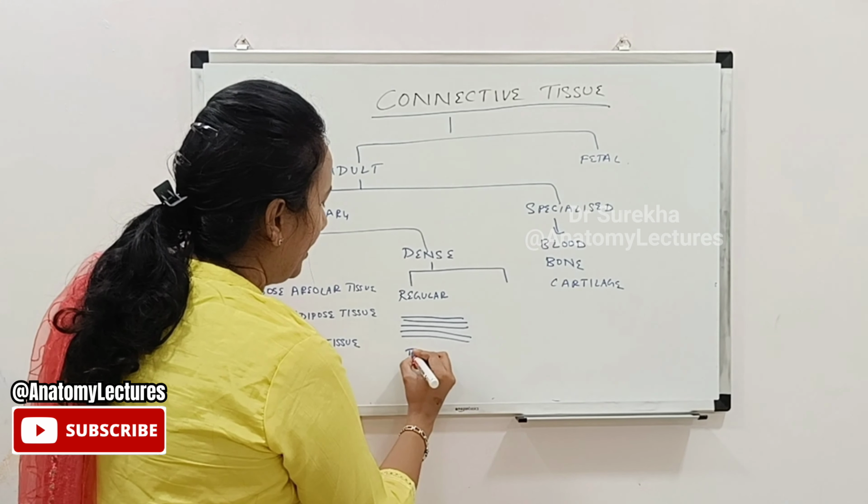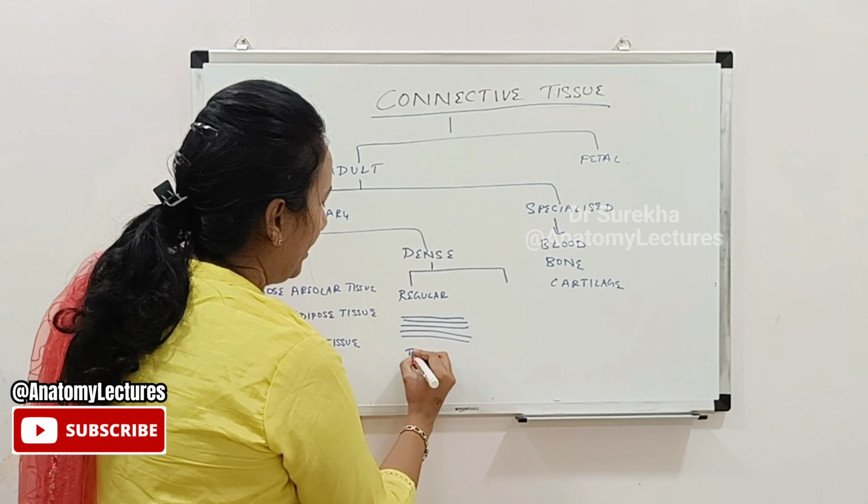Now if these fibers which are there are irregularly arranged in different directions, so some are running like this, some are running like this, that is called dense irregular connective tissue. So this is present in the subcutaneous tissue. So this is the broad classification of the connective tissue.